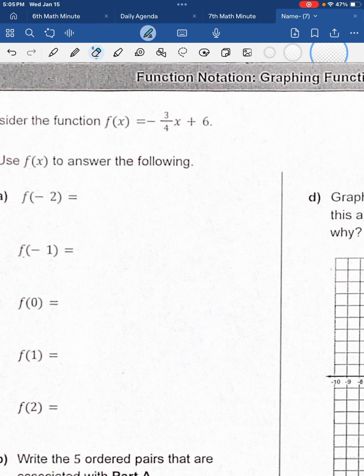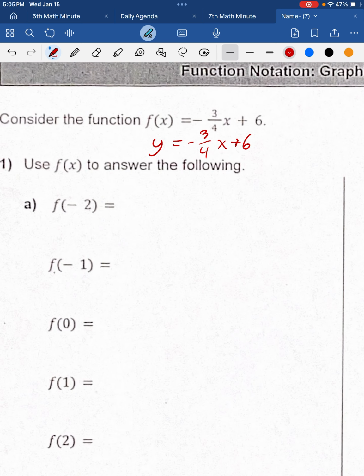We can look real quick that this is in slope-intercept form, and if it was an equation, we can just put it like this, change the notation, and this would essentially be slope-intercept form, where my slope is -3/4 and my y-intercept is 6. So first, remember when we have this notation, we're not putting this in for this part.